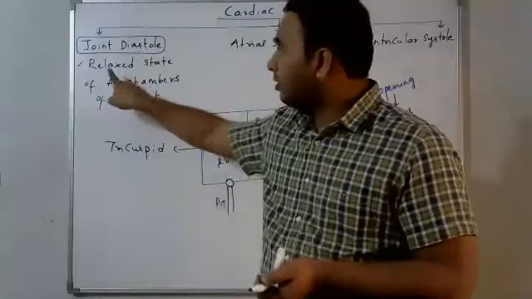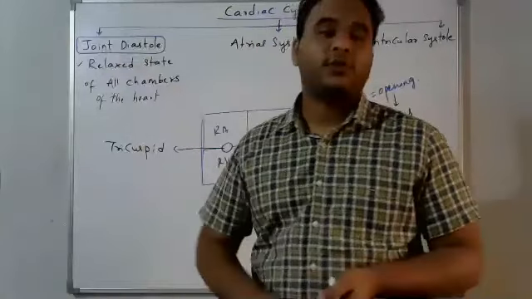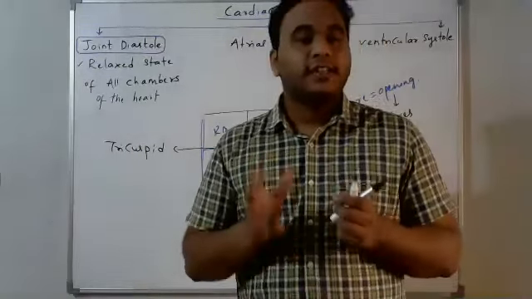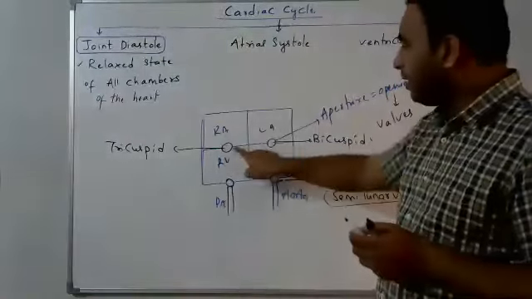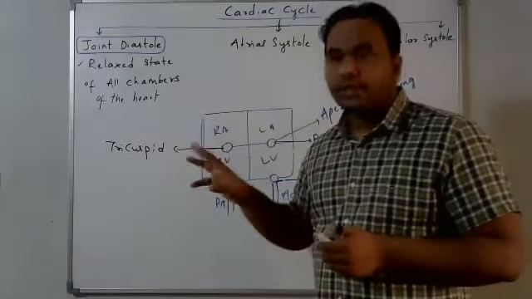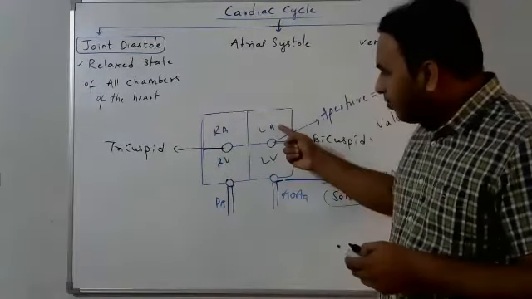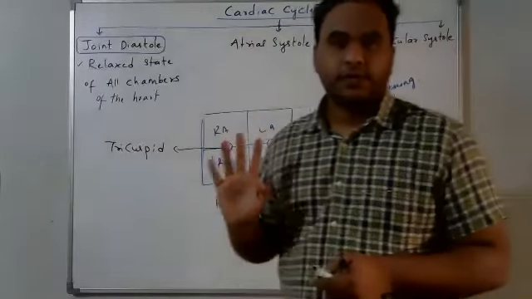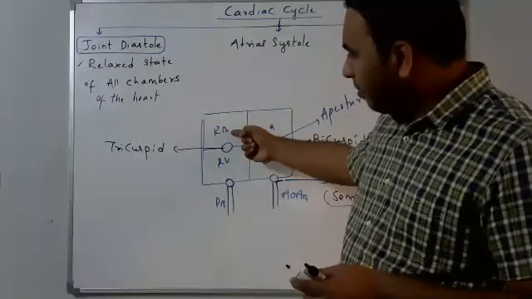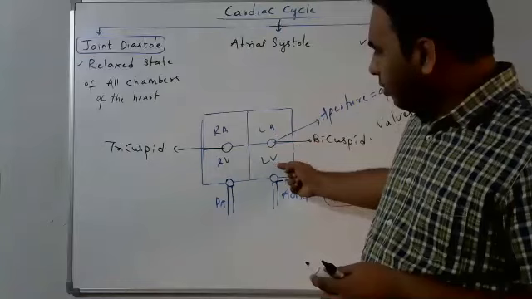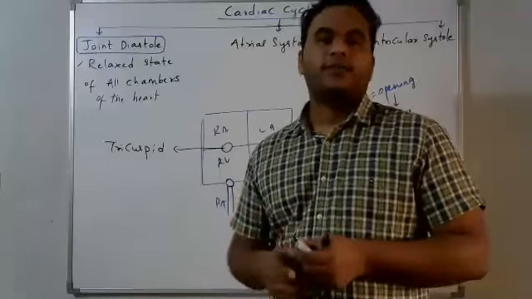In the joint diastole, all chambers of the heart are in a relaxed state. During this state, the tricuspid and bicuspid valves will open. Now what happens? The blood from the right auricle starts moving into the right ventricle, and the blood from the left auricle starts moving into the left ventricle, through the valves only. Got it?